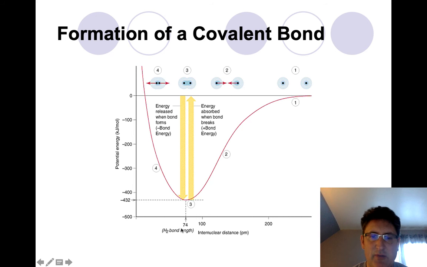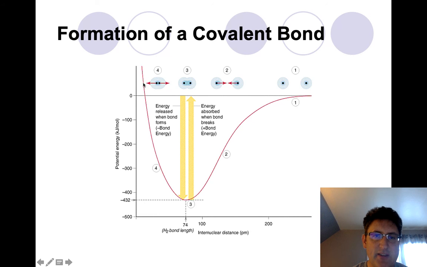It just happens to be for H2, or H to H, 74 picometers. That's its internuclear distance, or the distance between its nuclei. And this is where it's at its lowest in energy. Okay. In terms of what we call bond energy, it's negative 432, meaning it's going to release 432 kilojoules of energy when that forms.